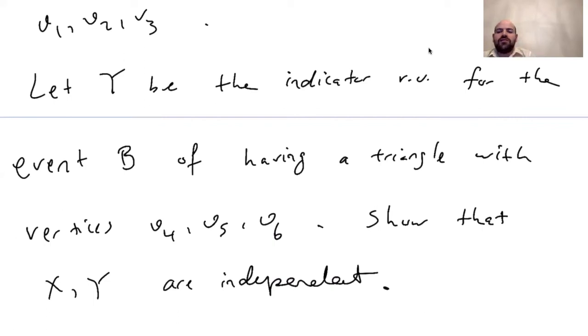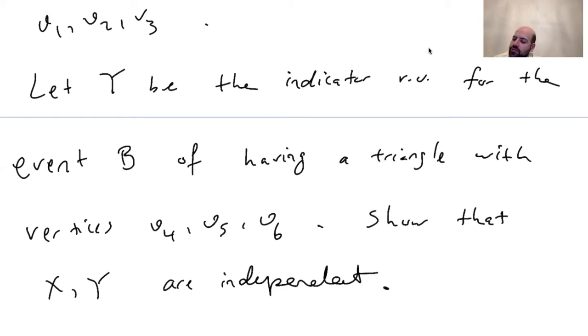So imagine I have a random graph with 10 vertices. I'm interested in the event where I have a triangle in the first 3 vertices, and another event where I have a triangle in the 4th, 5th, and 6th vertices. Intuitively, it makes sense that these are independent, because the fact that I have a triangle in the first 3 vertices would not have any impact on the event where I have a triangle with vertices 4, 5, 6, because there's no common vertex between these two triangles.